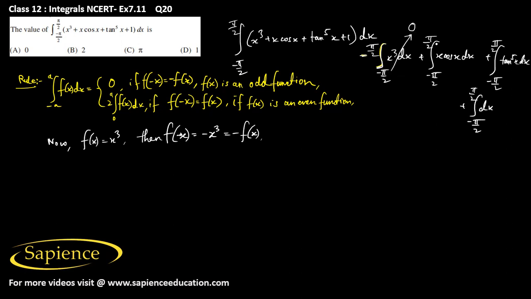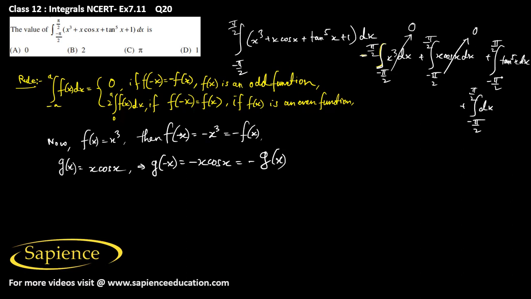And here, let's say the function g of x is x cos x. So now g of minus x will be equal to minus x into cos of minus x, which is cos x. So it is equal to minus of g of x. Hence, this is also an odd function. So the integral from minus pi by 2 to pi by 2 of x cos x dx will also be 0.